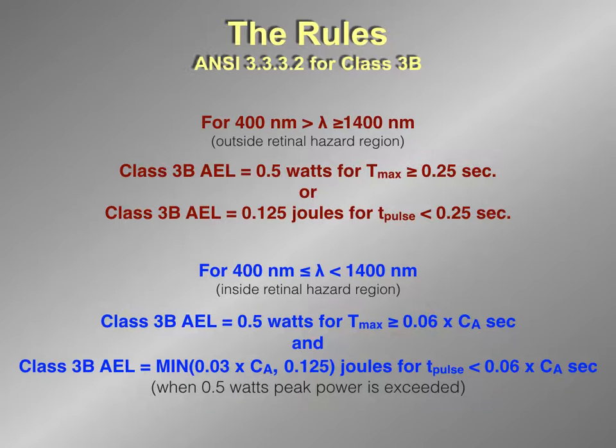And this is always when a half a watt of peak power is exceeded, and that makes sense. If you only have a half a watt of peak power, that means no matter how many pulses you have, you can never exceed a half watt power, the half watt 3B power limit. And no single pulse in that train, if it doesn't get higher than a half watt, can be hazardous or considered outside the 3B AEL.